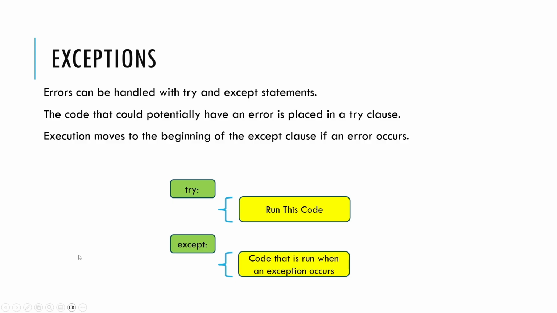So exceptions use a try and except block. Errors can be handled with these try and except statements. The code that could potentially have an error is placed in a try clause, and the execution moves to the beginning of the except clause if an error occurs.